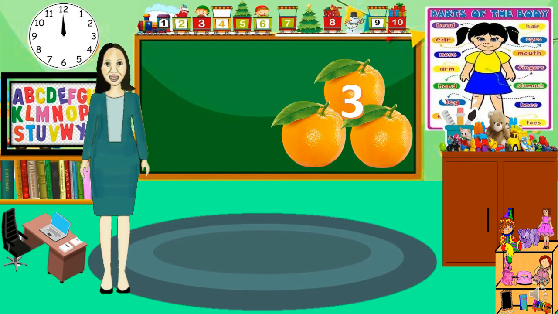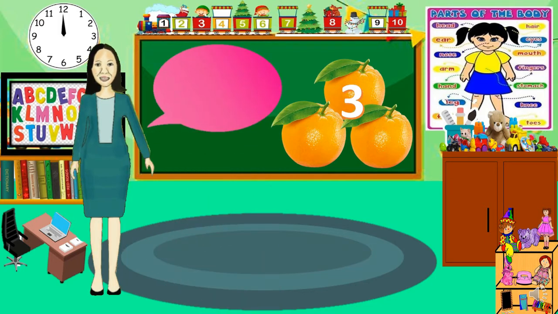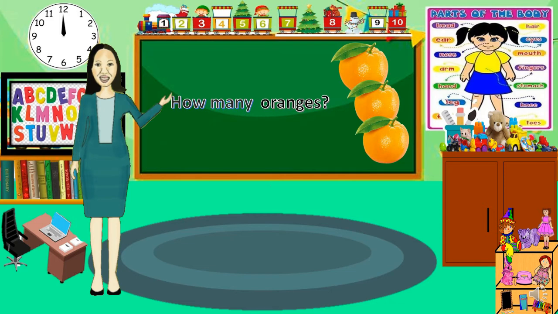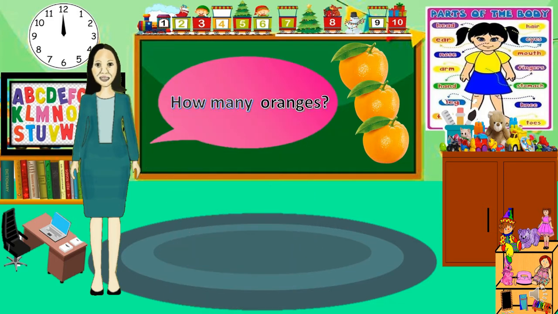What are these? These are oranges. Oranges. Okay, are you ready to ask a question? Ready? 1, 2, 3, 4, 5. What is your question? Are you done? Okay, let's see if your answer is correct. Your question is there. How many oranges? Very good. How many oranges?